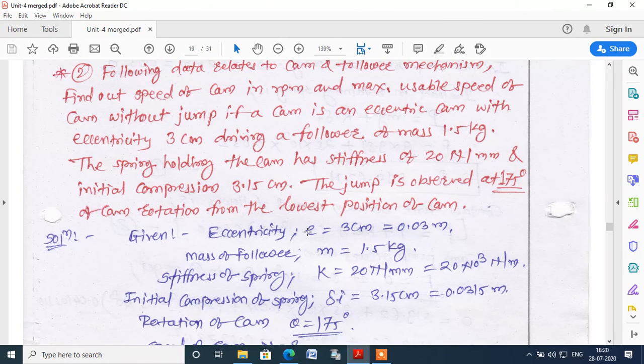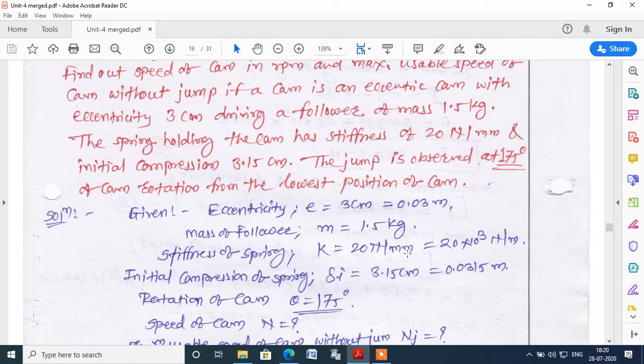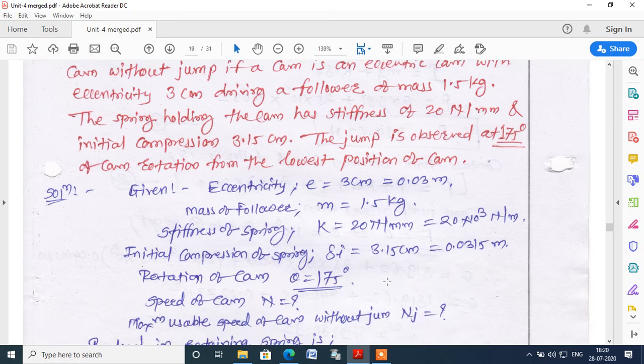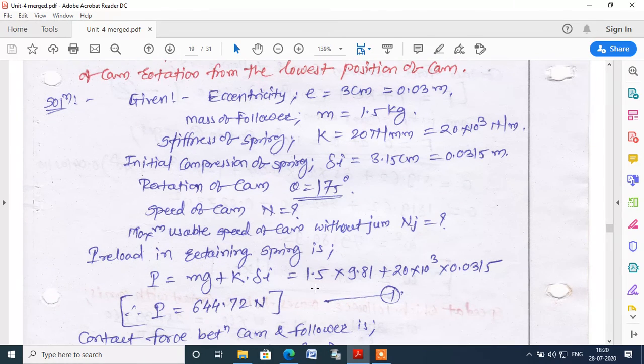Here again, writing the given quantities. Eccentricity E, converted into meter, is 0.03 meter; mass of follower is 1.5 kg; stiffness of the spring is 20 Newton per mm, converted into Newton per meter, 20 into 10 raised to 3 Newton per meter. Initial compression of spring delta is 3.15 centimeter. Rotation of cam theta is 175 degrees. Now the speed of the cam n is asked, and the maximum usable speed of cam without jump, so nj is also asked.